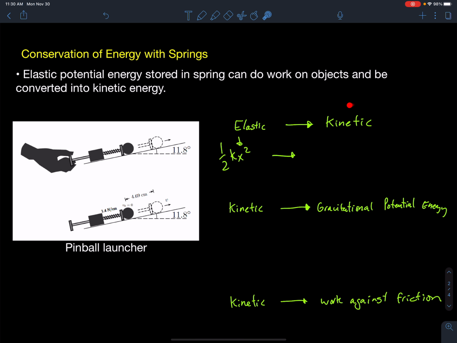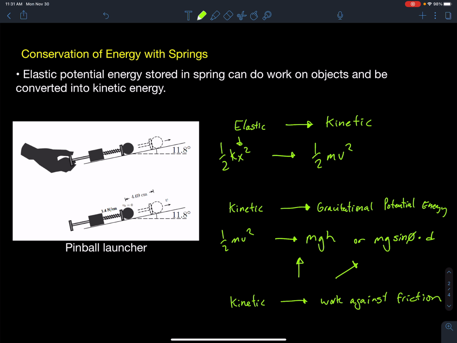If I let go, that elastic potential energy can be converted into many things. It can be converted into kinetic energy, which has a formula of 1/2 mv squared, so the mass of that ball times its velocity when it leaves. All that elastic potential energy is going to shoot that ball out and give it velocity. Then that kinetic energy can be converted into gravitational potential energy. If I'm looking at an object going straight vertically up, that would be work done against gravity. Or if the object is going up a ramp, it's going to be mg sine theta times the distance that it goes up the ramp.